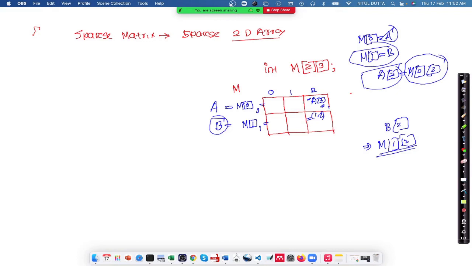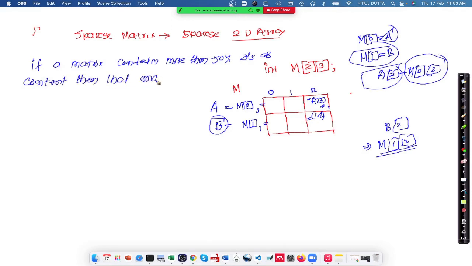Now, what is a sparse matrix? If a matrix contains more than 50% zeros as content, then that matrix is called a sparse matrix.